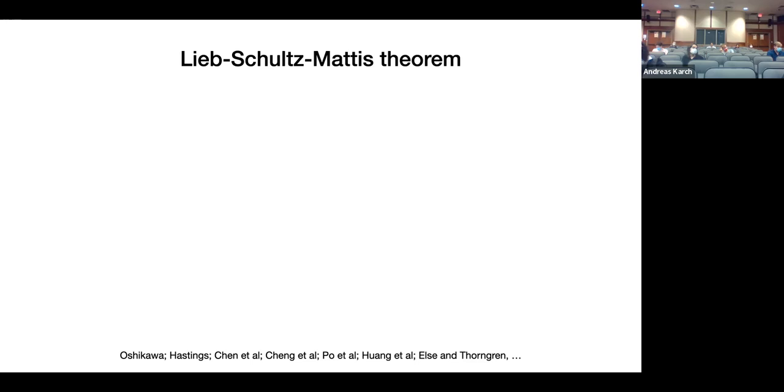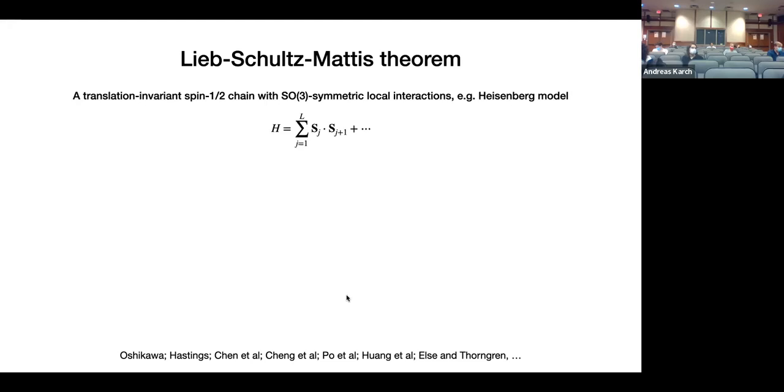Okay, so now another related lattice phenomenon is the Lieb-Schultz-Mattis theorem. This is a theorem that was discovered by Lieb-Schultz-Mattis in 1961. Actually, they proved it in an appendix of a paper. So let's again think about a translation invariant spin 1/2 chain with spin rotation symmetric interactions, like a Heisenberg chain.